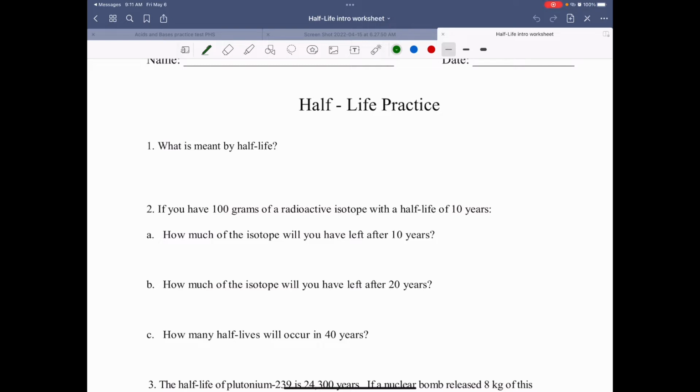So number one, what is meant by half-life? That is the time it takes for 50% of a sample of something to decay. So let's start with number two.